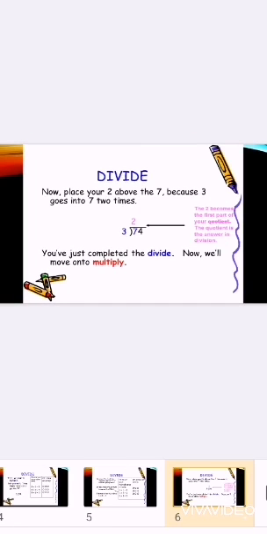Now, place your 2 above the 7 because 3 goes into 7 2 times. The 2 becomes the first part of your quotient. The quotient is the answer in division. You have just completed the divide. Now, we'll move on to multiply.